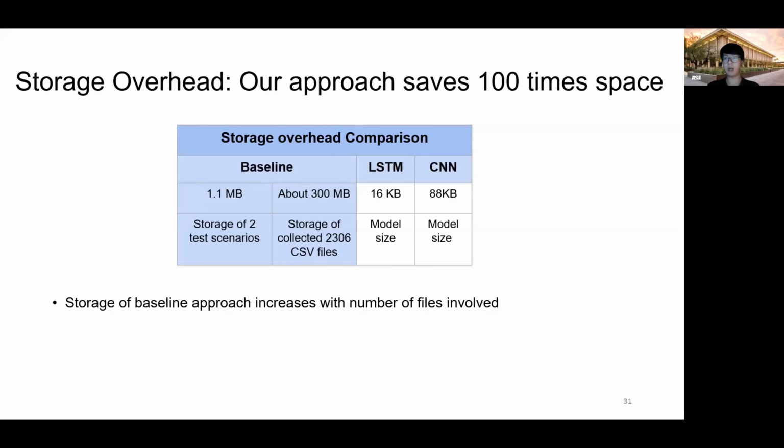For storage overhead, we observe that the deep learning approach can save about 100 times storage space, since it requires a storage size only related to the number of model parameters. But for the baseline approach, the storage size will linearly increase with the number of attributes and updates in attributes.